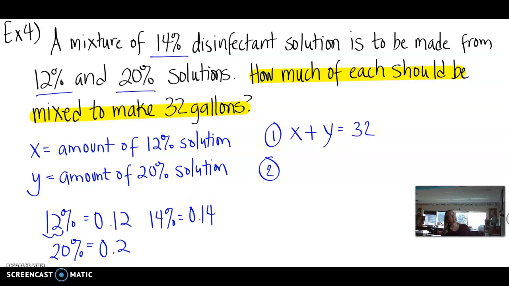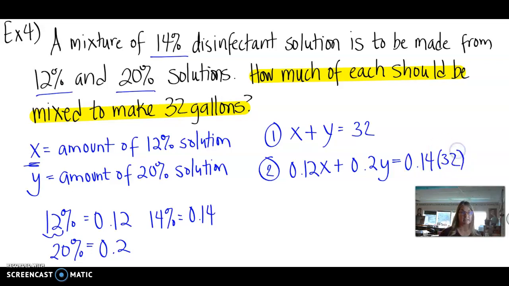All right, so for this next equation, we're going to add X gallons of the 12%, and the amount of disinfectant in that is 12% times X, however much we add. 12% of the X gallons is going to be disinfectant, plus 20% of our solution Y. We're going to add those two together, and we want it to combine to be a 14% solution of the whole 32 gallons. So what you're going to do over here is take 14% times the number of gallons that we want in total.